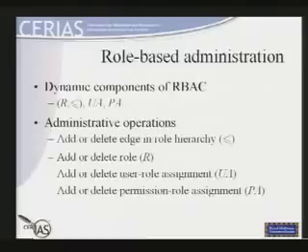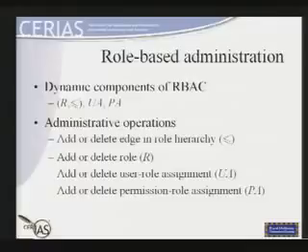So, it's all too late. I'm already struggling for time. So, role-based administration. What are the dynamic components? Remember I said when we looked at the protection matrix, we need to identify what we may need to change, and then we need to think about how we're going to control those changes. So we have a set of roles and a partial order. That's the role hierarchy. We have a user role assignment relation, and we have a permission role assignment relation.